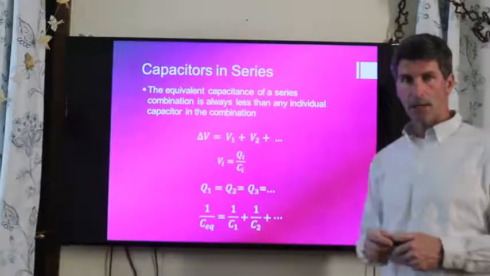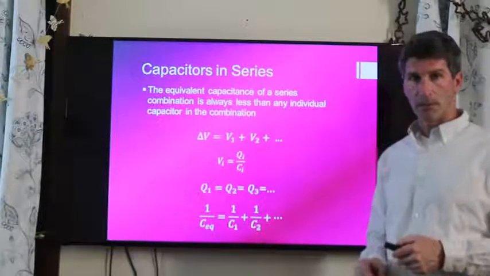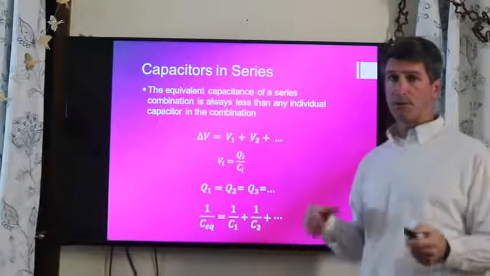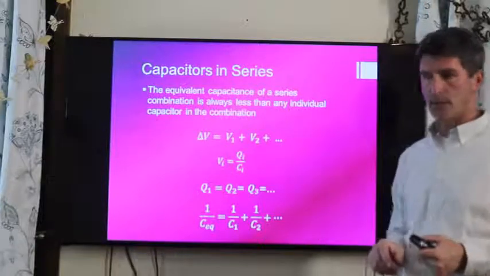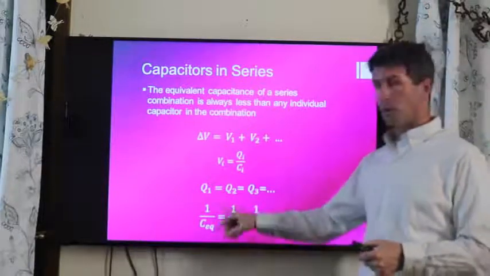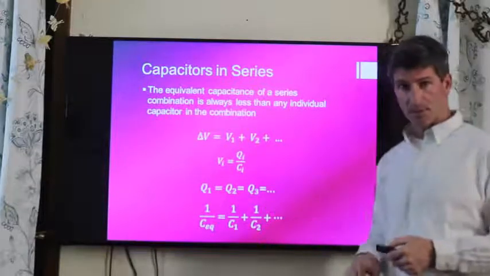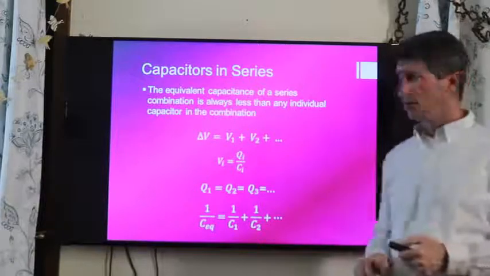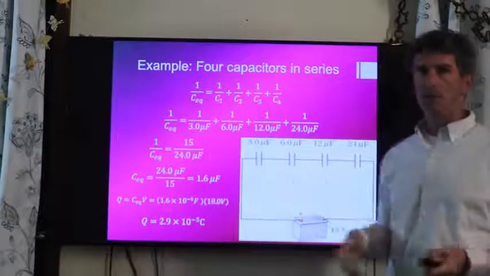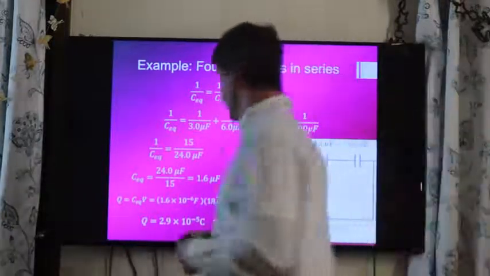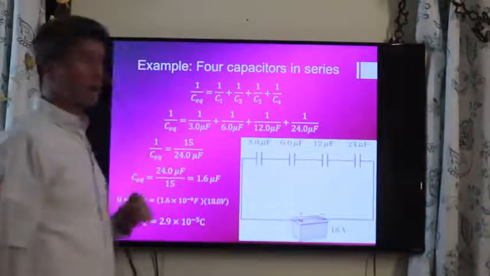Okay, a little bit complicated, but notice that this is a little bit different from what we had with parallel. With parallel, C equivalent was just equal to the sum of C1 plus C2 plus C3 plus however many capacitors we had. Here, it is 1 over the equivalent capacitance is equal to the reciprocal of C1 plus the reciprocal of C2, so on and so forth. So in doing this type of problem, math is a little more difficult, but it's really not too much of a challenge. Let's take our 4 capacitors that we had before, and let's find the equivalent capacitance.